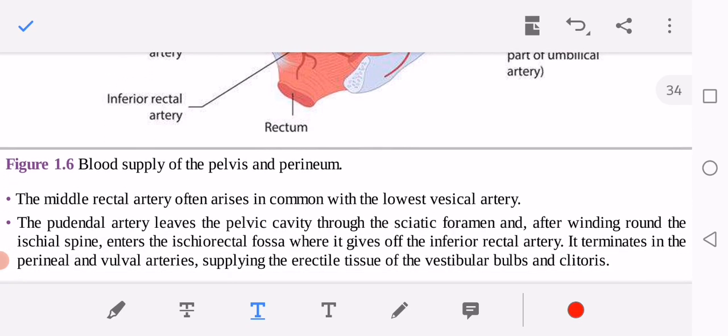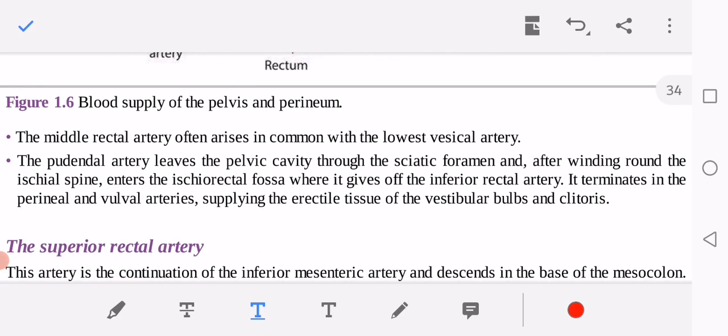These pictures are important, please do them. Okay, blood supply of the pelvis and the perineum.